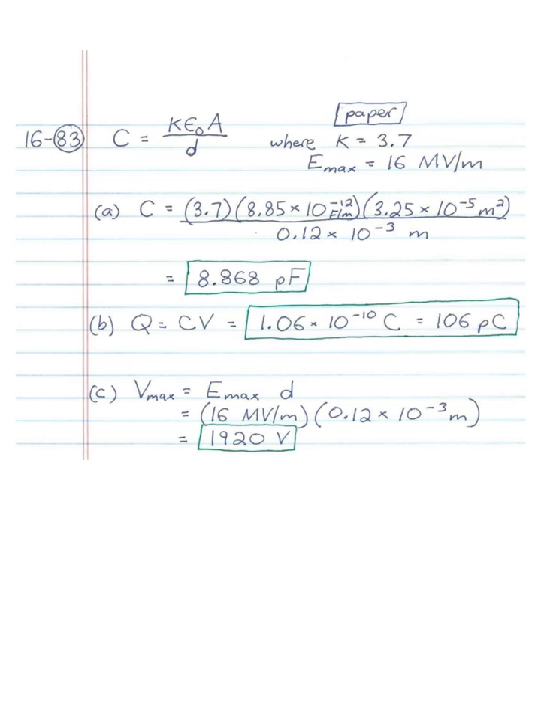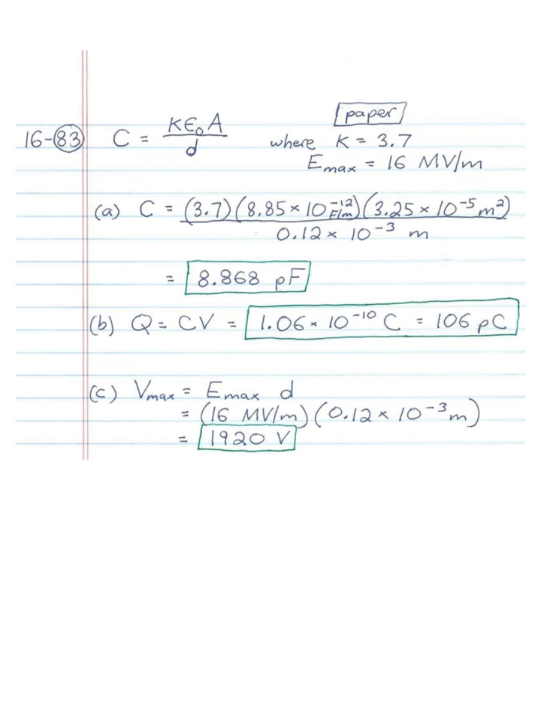Number 83, parallel plate capacitor. It gives the area, gives the distance. There's paper insulation between the plates, so find the capacitance, the charge on each plate when a potential difference of 12 volts is across the capacitor, and the maximum possible potential difference across the plates.